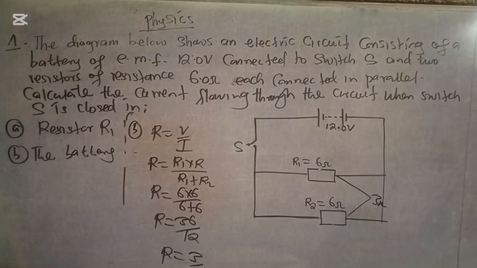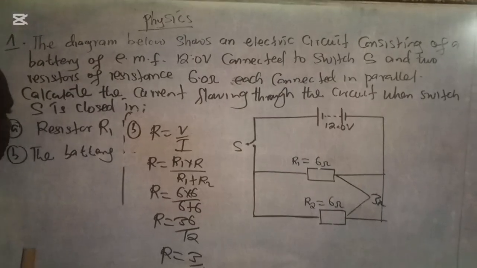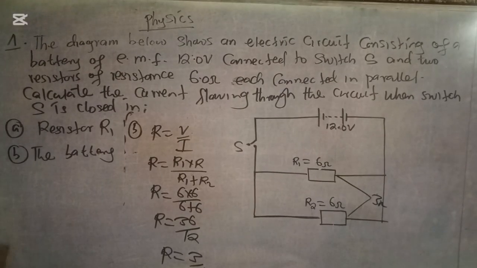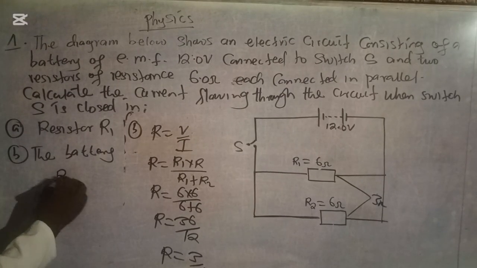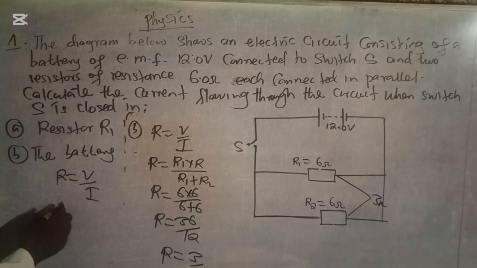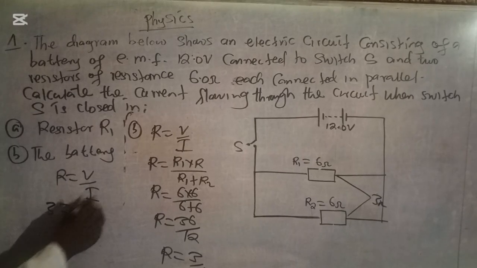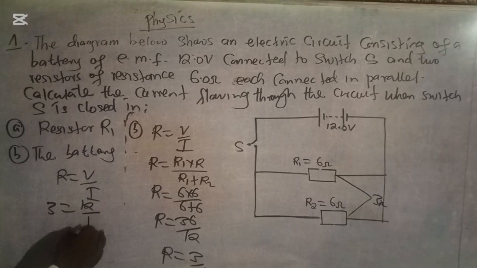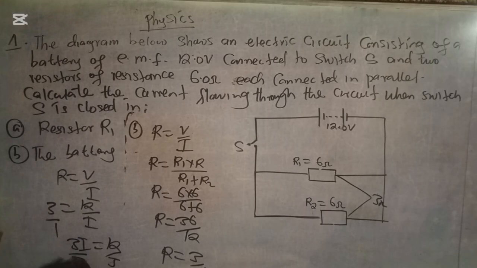So what do you do now? Now we go back to the formula, R is equal to V over current. Our resistor is 3, so 3 is equal to voltage 12 over current. So 3I is equal to 12, so I is 12 over 3. So current is equal to 4 amps. Same answer, I've seen it, right?